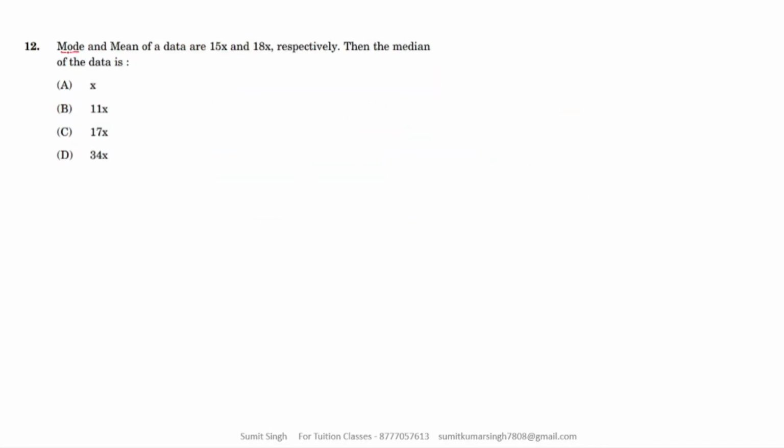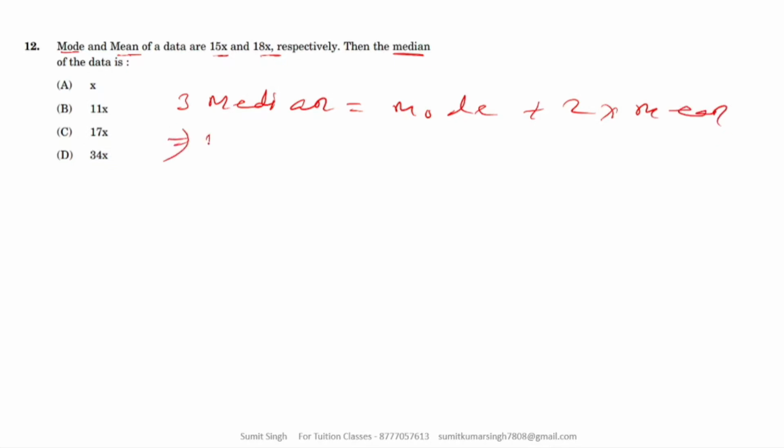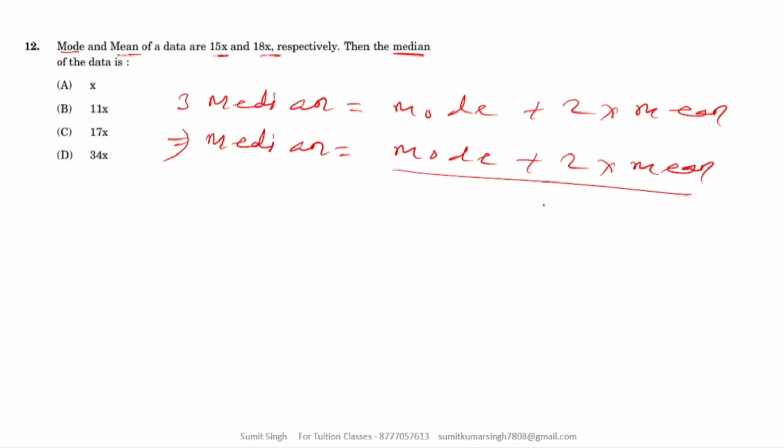In this question, we have mode as 15x and mean as 18x. Then we just have to find the median. So here we will use the empirical formula, and what is the empirical formula? It is just 3 times median is equal to mode plus 2 times mean. Now we will simply substitute the values. So median will be basically mode plus 2 times mean divided by 3.